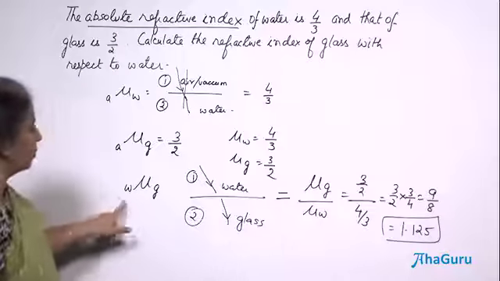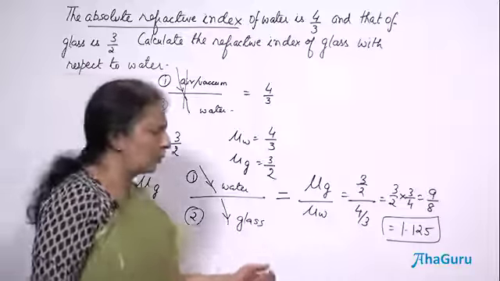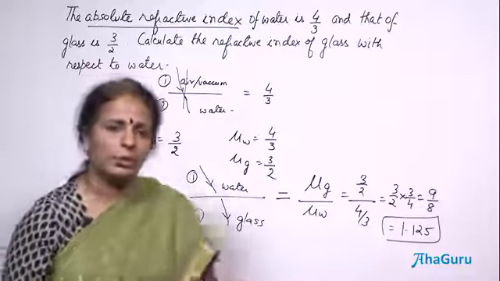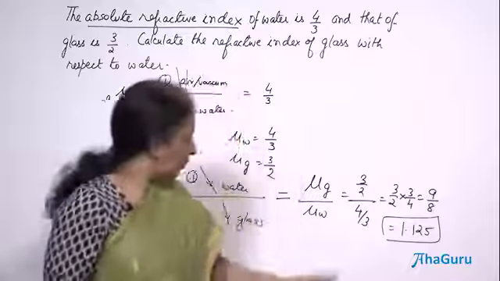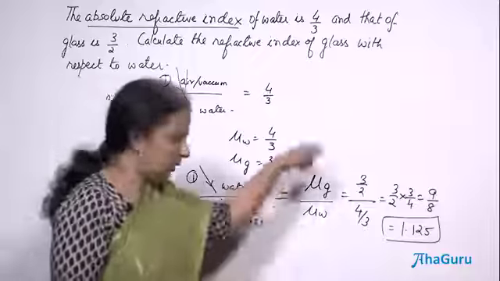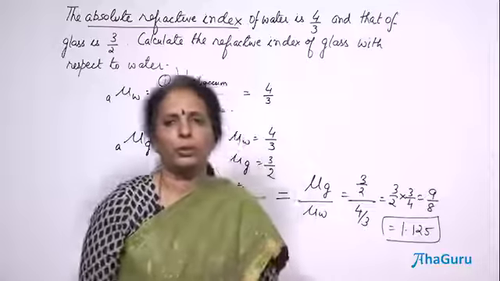So, glass with respect to water, and this is the calculation, 1.125, no units, refractive index is only a ratio. So, we are not going to write any units. So, the answer is refractive index of glass with respect to water with the data given is 1.125.